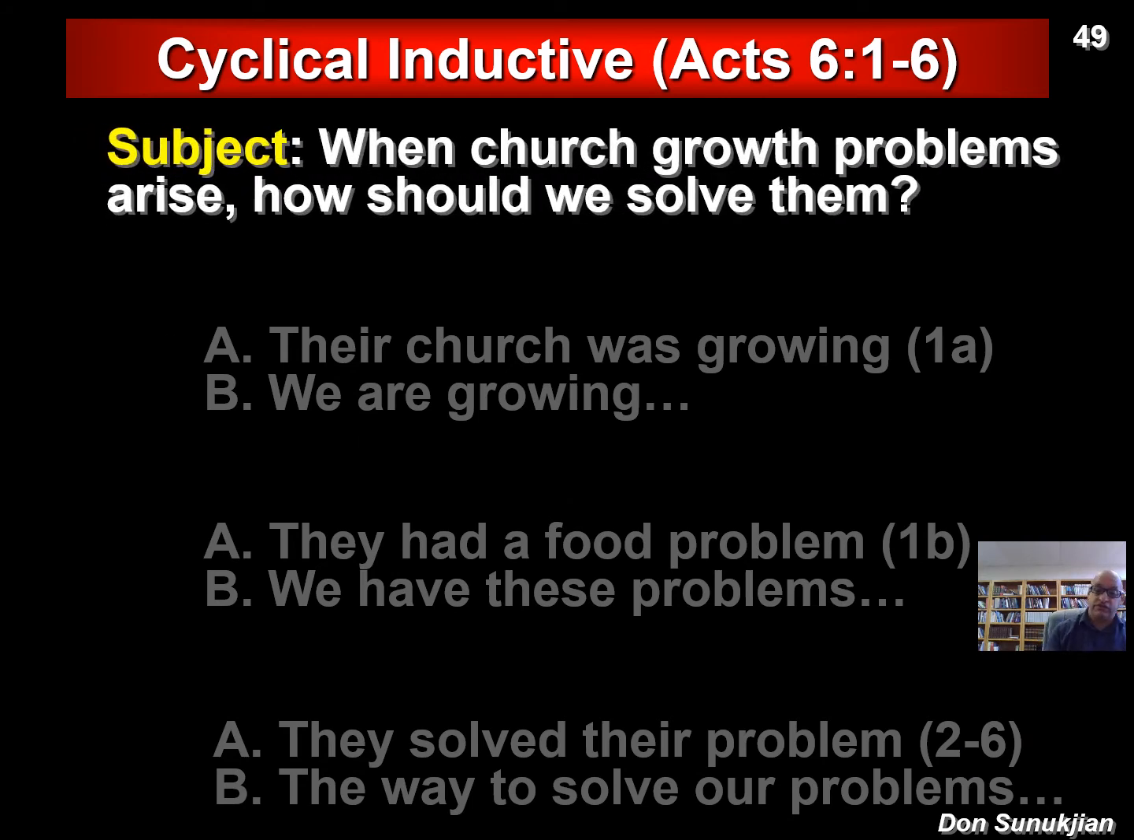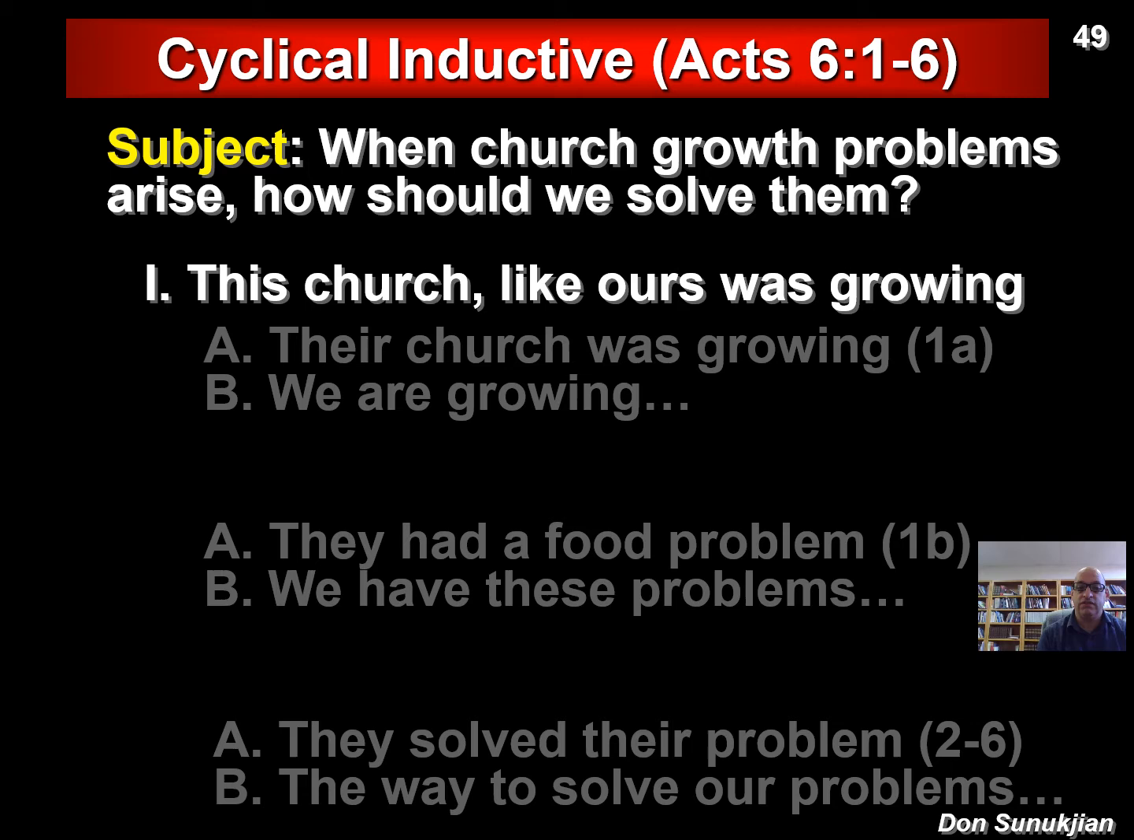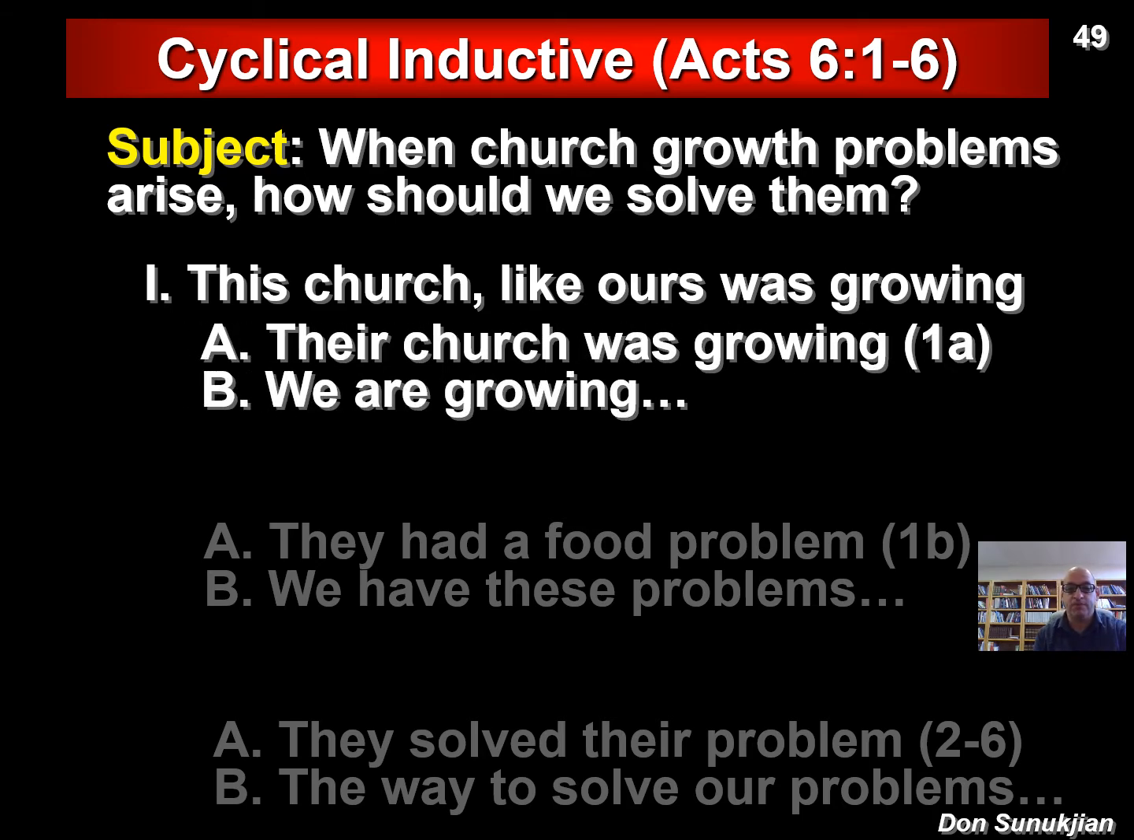From a cyclical style, which is cycle-based: when church growth problems arise, we should solve them with what type of process? Well, their church was growing, and so here is our inductive cyclical way. We move from inductive to cycle preaching. The church, like ours, was growing, and so here is how we might address this area of ministry concern. And so we point to the example. So their church was growing, we're growing.